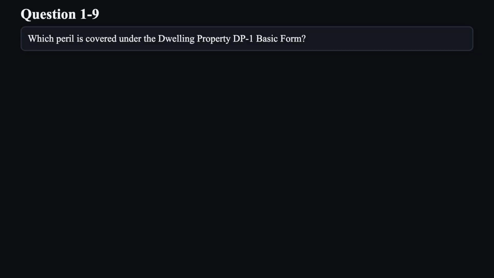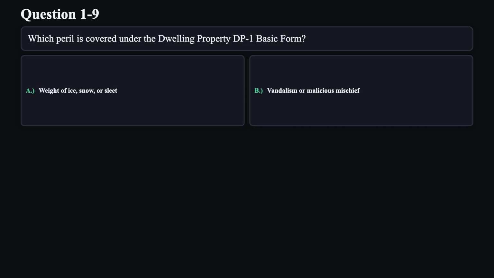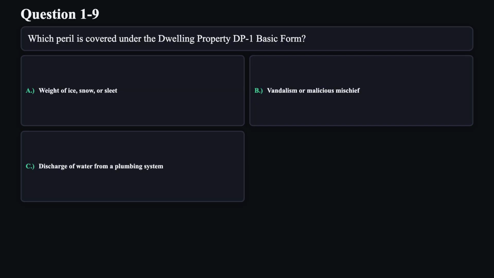Question 9. Which peril is covered under the dwelling property DP1 basic form? A. Weight of ice, snow, or sleet. B. Vandalism or malicious mischief. C. Discharge of water from a plumbing system. D. Lightning.